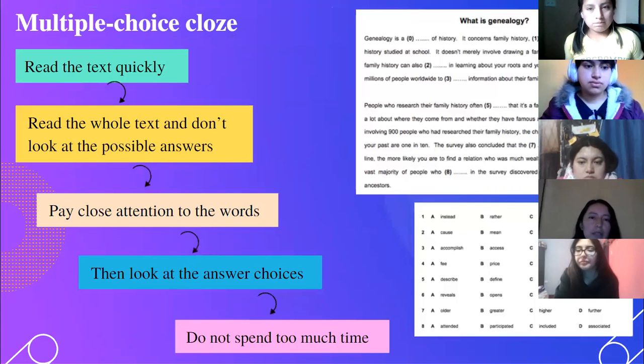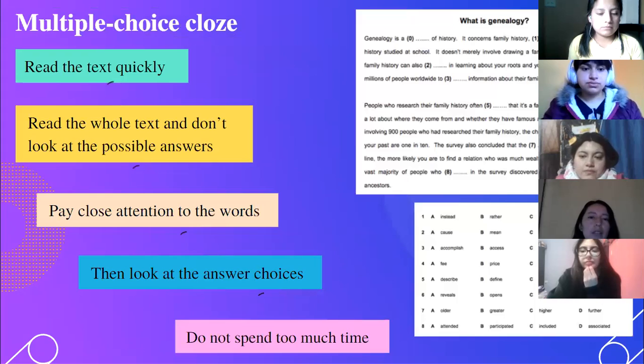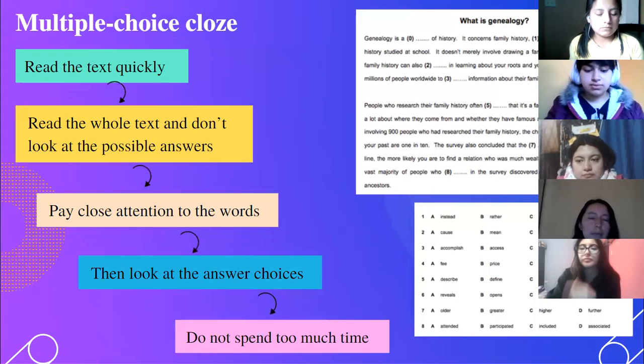To do this part, we have to read the text quickly and understand the topic. We have to read the whole text and not look at the possible answers on the next page because they are designed to confuse and distract us. Pay close attention to the words before and after the gaps. Then we have to look at the answers and select one, even if we guess. We shouldn't spend more time on this part because if a question is difficult, we can find the answer with logic. Next, please.